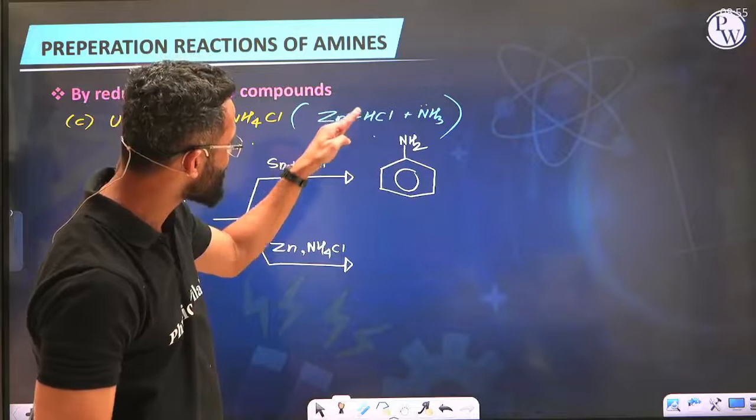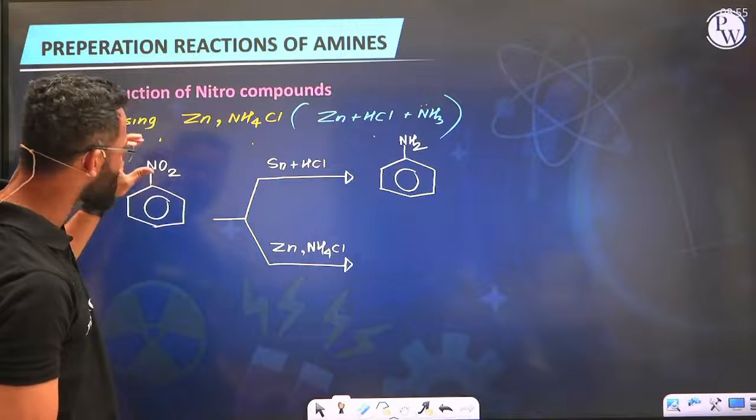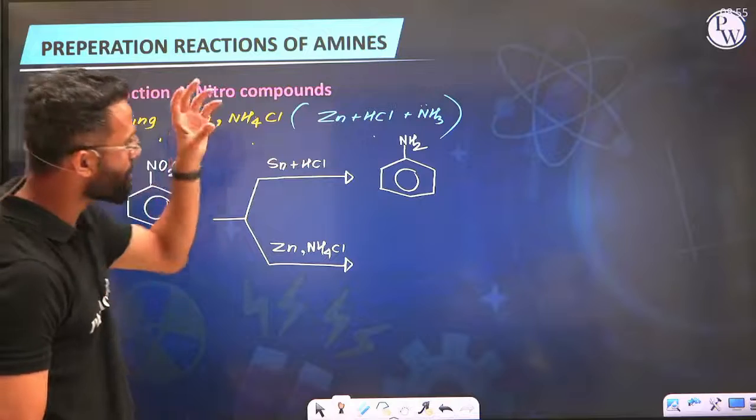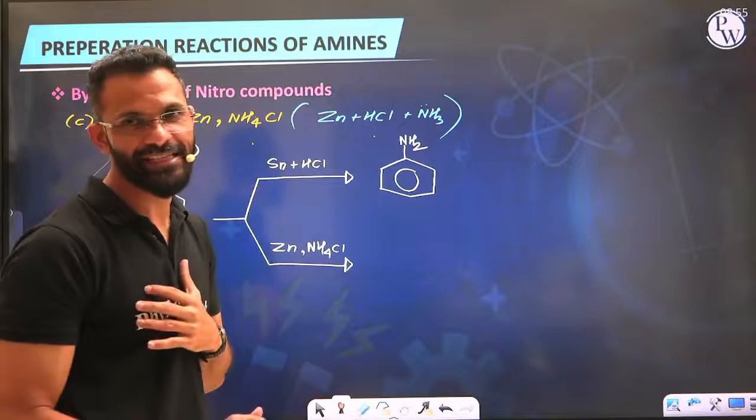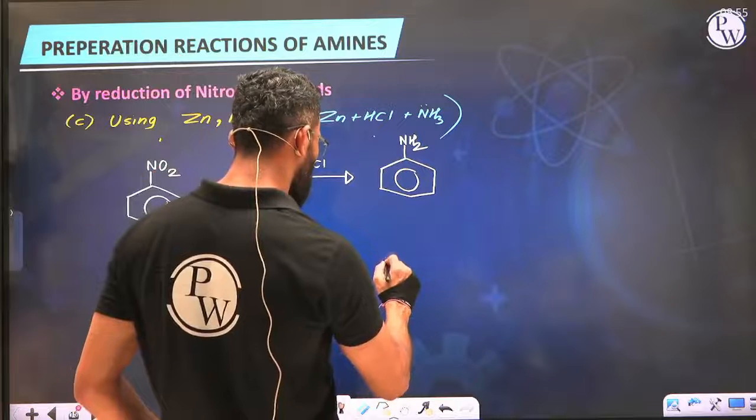Now since this HCl is an H plus donor, which was reducing this nitro by removal of oxygen, or you can say by addition of hydrogen, because HCl being limited, since it is in presence of base, NO2 will not be completely reduced, it will be partially reduced.